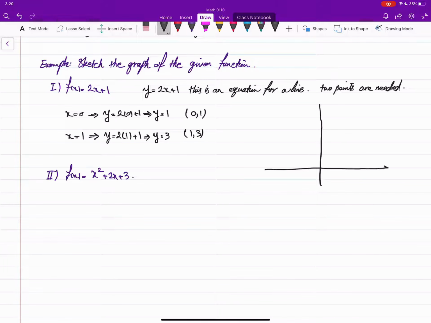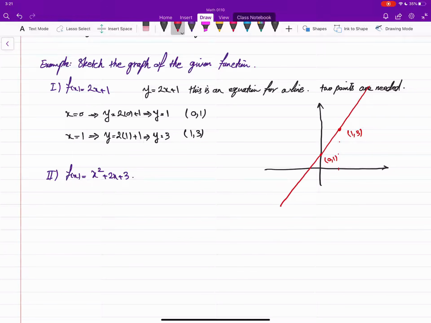Now we can just plot these points. (0, 1) is here, and then (1, 3): 1, 2, 3. So this is (1, 3). Since we know it is a straight line, now we can just place the line passing through these 2 points. That's the graph of the function f of x equals 2x plus 1.